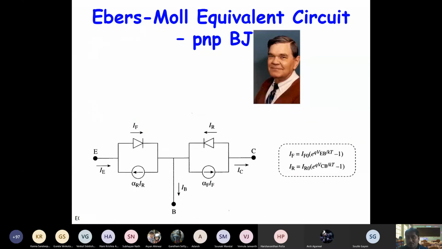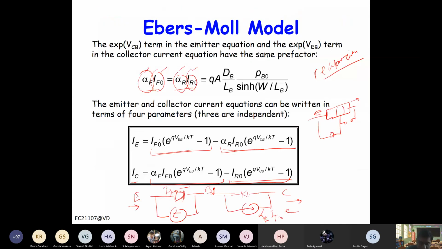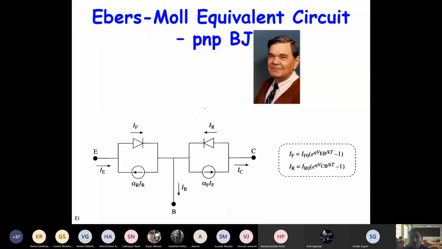So let us look at the Ebers-Moll equivalent model. This is basically a pictorial form of the equation that we have seen in the previous slide. So these two equations are represented in picture form. You get this Ebers-Moll model.